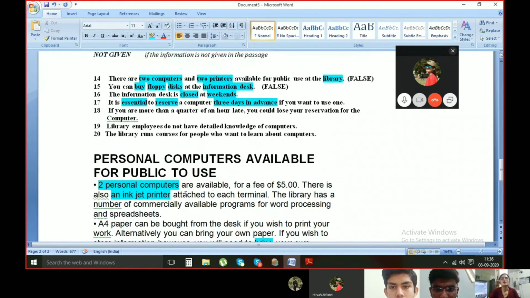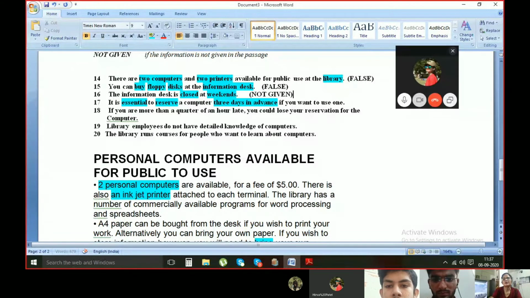Right? Now see, beta, on weekends it will be closed or not. Information is not given. Right? Means on weekend, that information desk will be closed or opened. Have you found the word weekend? Have you found Saturday, Sunday or weekend word? Hirva? Have you found it? Hitesh, Jay, have you found the word weekend or Saturday, Sunday? Have you found the word closed or open? No, ma'am. No, na? So answer is not given. Right? So answer is not given.